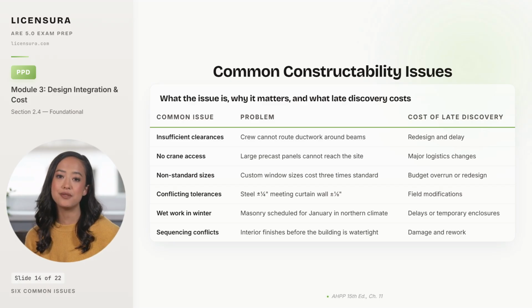And sequencing conflicts is the sixth. Interior finishes scheduled before the building is watertight is the kind of mistake that turns into water damage, mold remediation, and a lawsuit from the owner. Walk away with these 4 takeaways, and your DD reviews catch what matters.